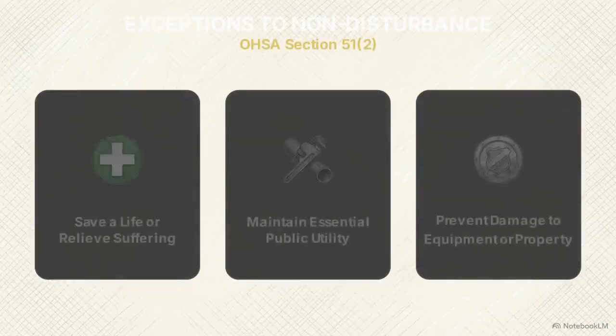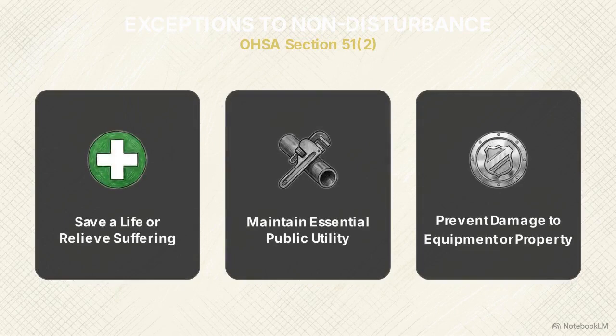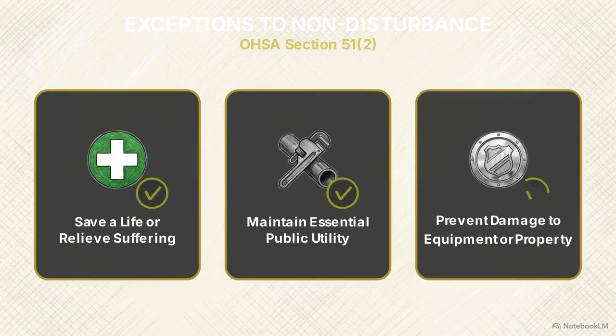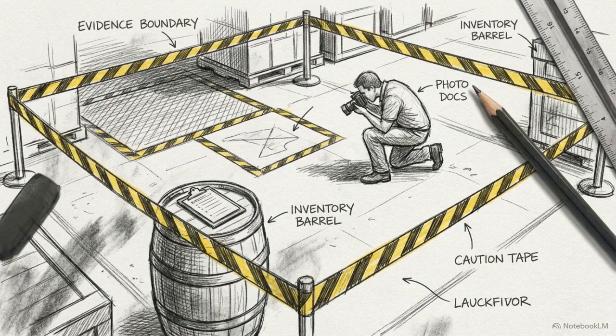This diagram shows the only 3 legal exceptions to the non-disturbance rule. You may only alter the scene to save a life or relieve suffering, to maintain an essential public utility, or to prevent unnecessary damage to equipment or property. Preserving the scene exactly as it was ensures ministry inspectors have the evidence they need, which protects your company from obstruction charges during the investigation.